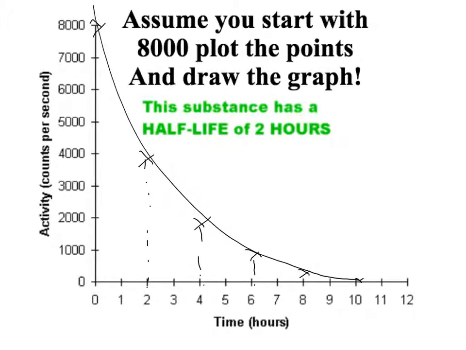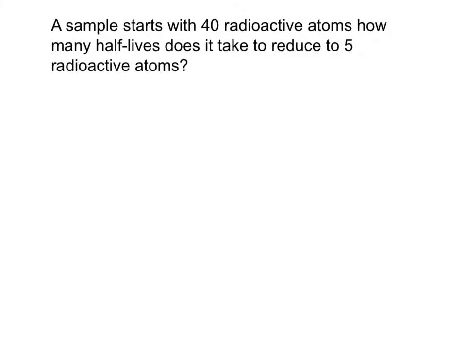That's actually not a bad line, that one. So you can see that that's how you put a graph together. Each time it halves, you put those on there for 2 hours, and you can work out the graph from there. So the final question we're going to look at says a sample starts with 40 radioactive atoms. How many half-lives does it take to reduce to 5 radioactive atoms?